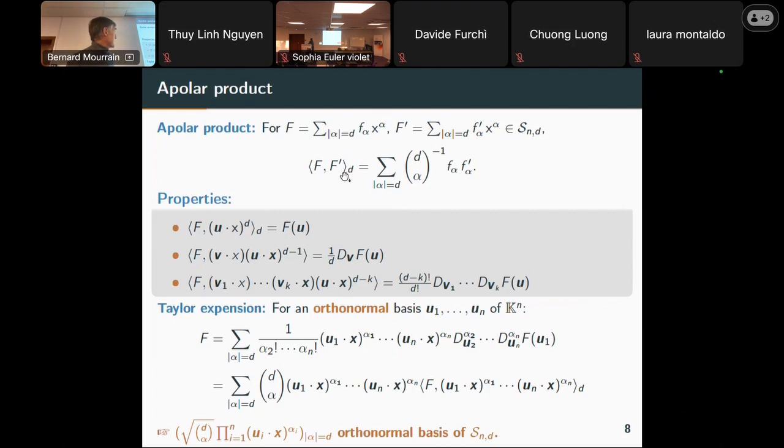We define the apolar product in degree d of f and f' as the sum of the inverse binomial coefficient (d choose alpha) times the product of the coefficients f_alpha and f'_alpha. Usually, with the Euclidean product, you would not put this binomial coefficient. But here it really makes things nice, and in fact invariant for the action of the orthogonal group.